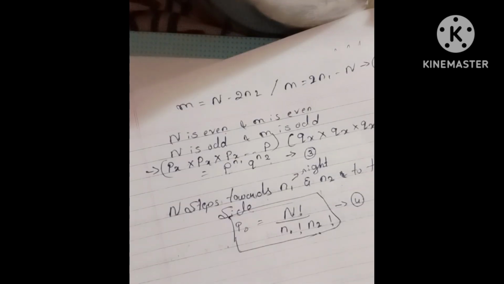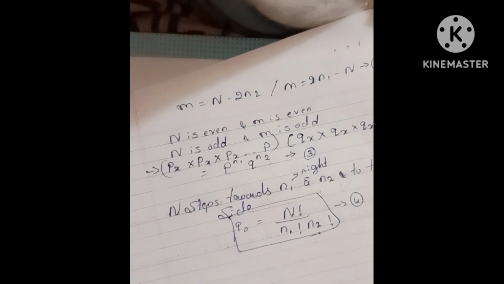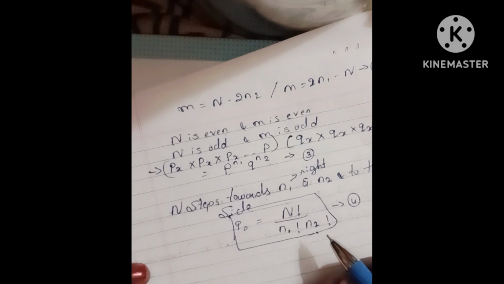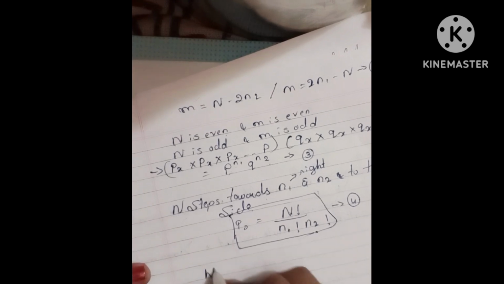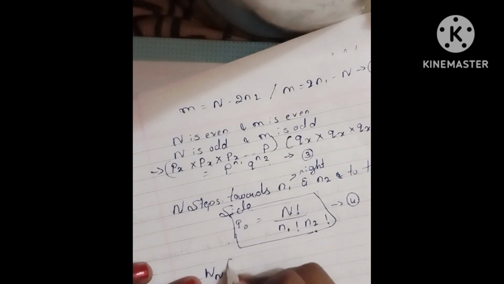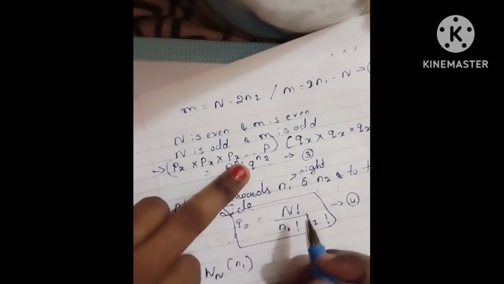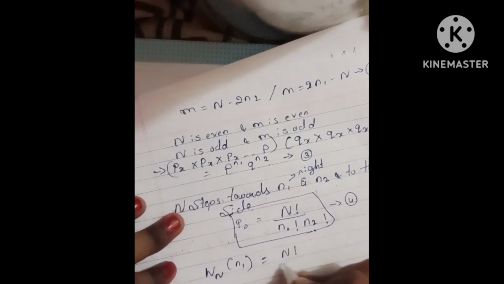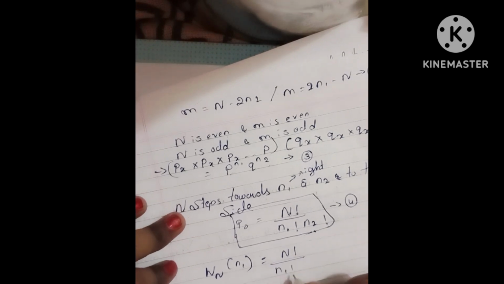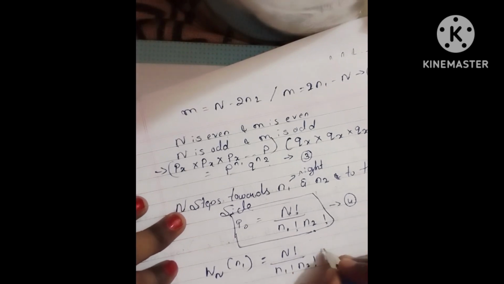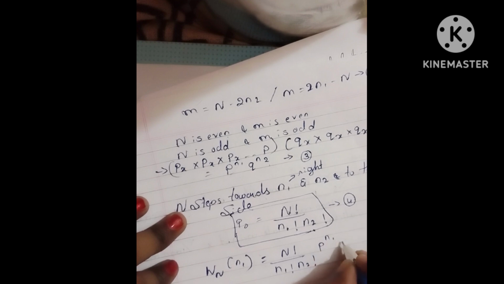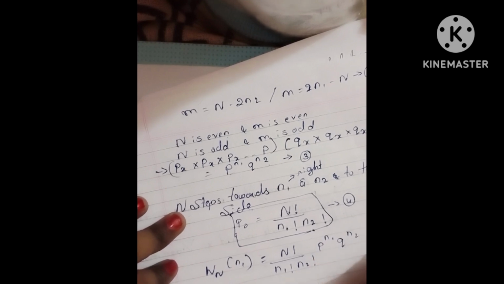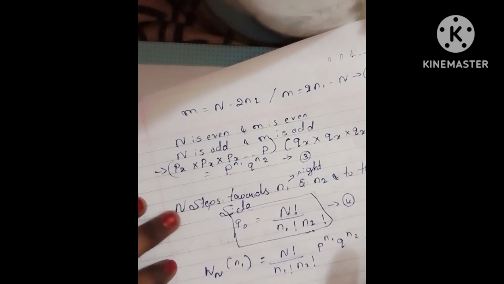Okay, so moving further, if we go on solving this, let's take a probability function for n1 for the right side. So the probability function can be written as n factorial divided by n1 factorial into n2 factorial, p to the power n1 into q to the power n2. Okay, name it as equation number 5.